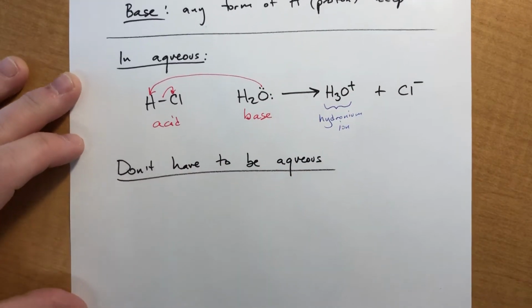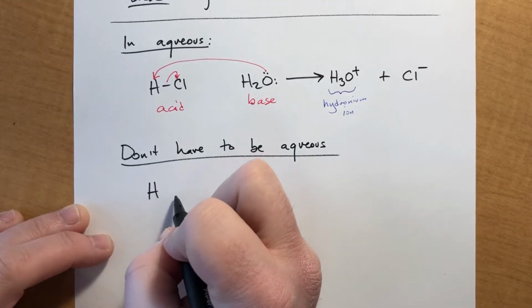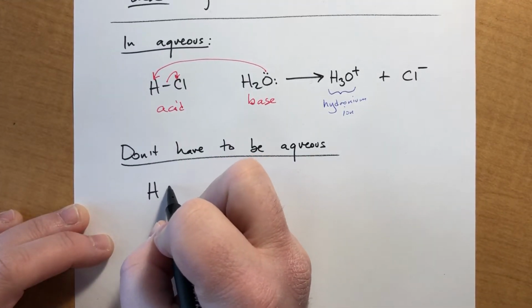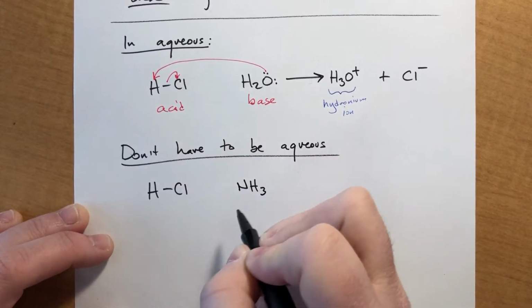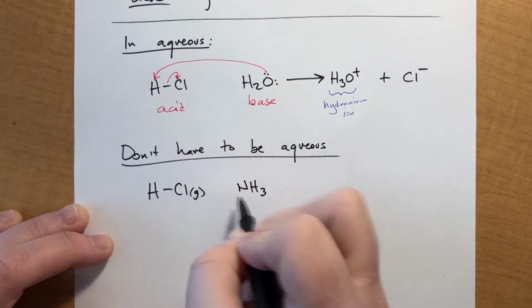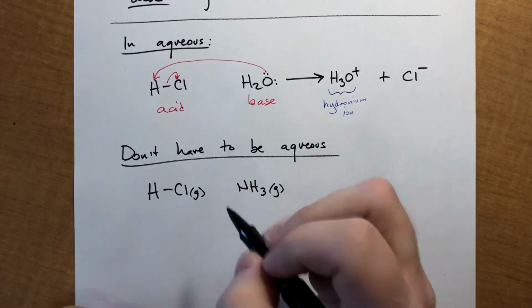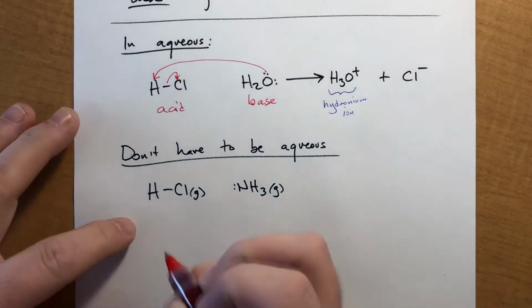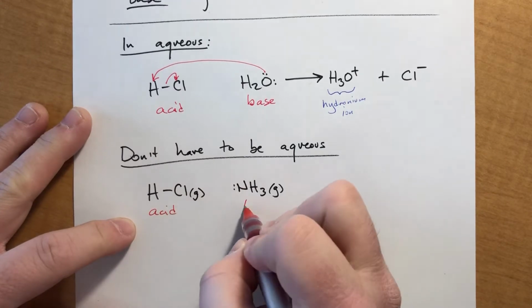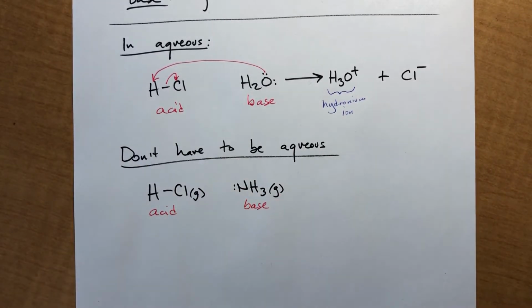Okay. So for example, HCl can actually be a gas. I guess I'll draw the arrows again. And NH3, ammonia, can also be a gas. And it turns out that if you have these things next to each other, this will act as an acid, and this will act as a base. So even though there's no OH on this thing, it is going to act as a base.